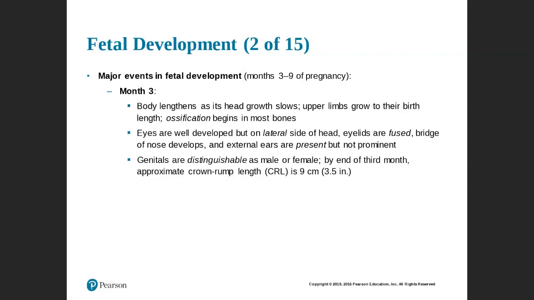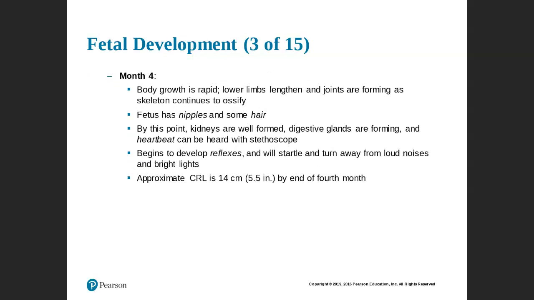So month 3 is when ossification and the genitals form, so you can tell the sex of the fetus. Month 4, the body growth is still rapid. The lower limbs will lengthen, and the joints are forming now as your skeletal tissues continue to mineralize, ossify. The fetus now will have nipples and some hair, okay? Even though it's the nugo hair, okay?